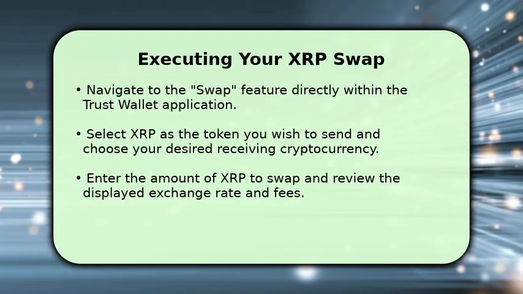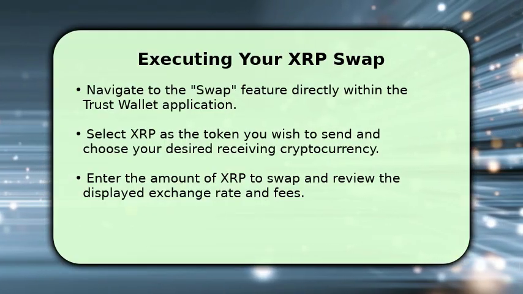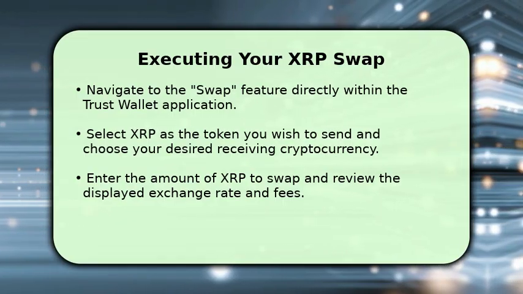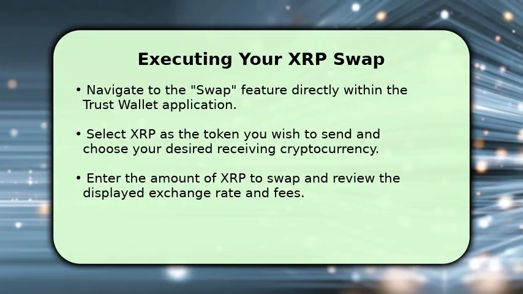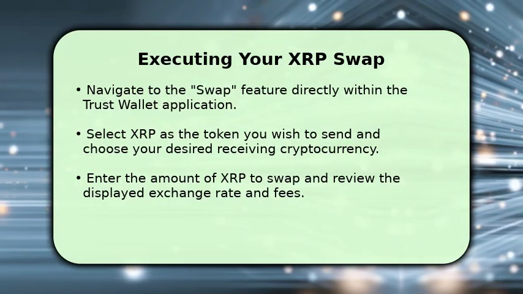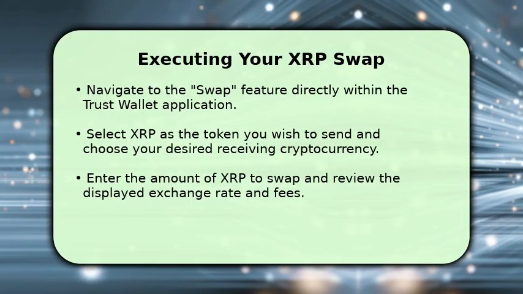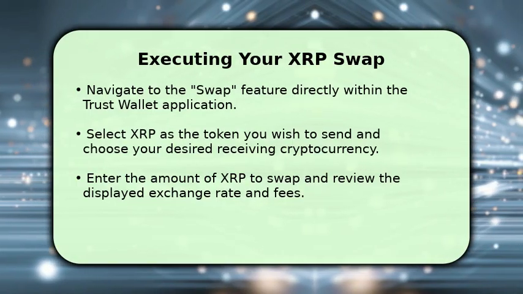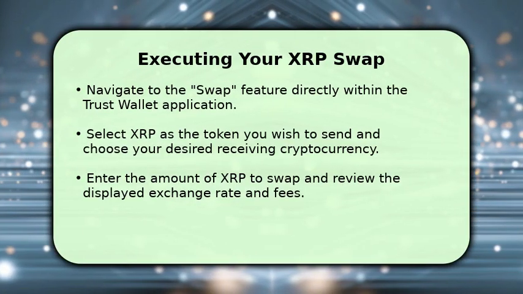Now let's perform the swap. Open your Trust Wallet and tap on the swap option, typically found at the bottom. Here, you'll select XRP as the asset you want to exchange. Then, choose the cryptocurrency you wish to receive. Input the amount of XRP you intend to swap. The app will display the current exchange rate and any associated network fees. Carefully review all the details, then confirm the transaction to execute your swap.